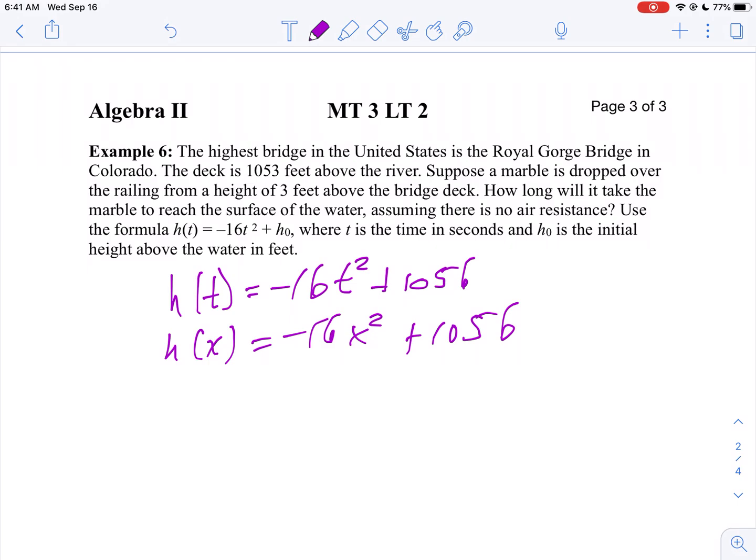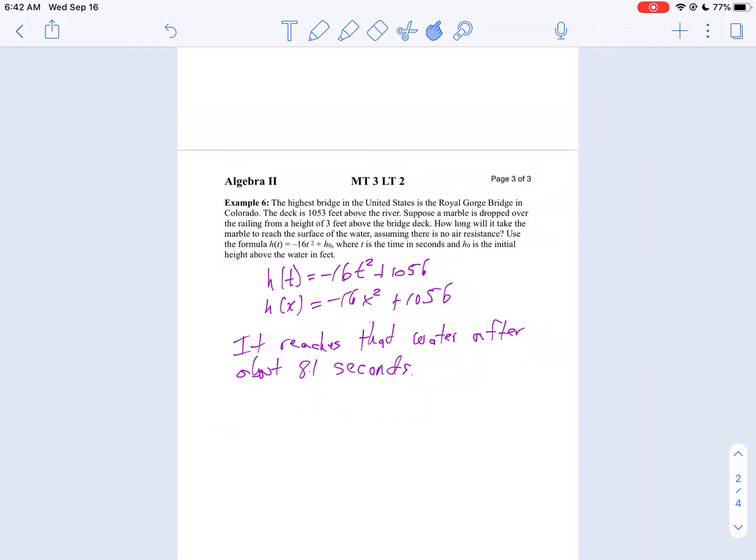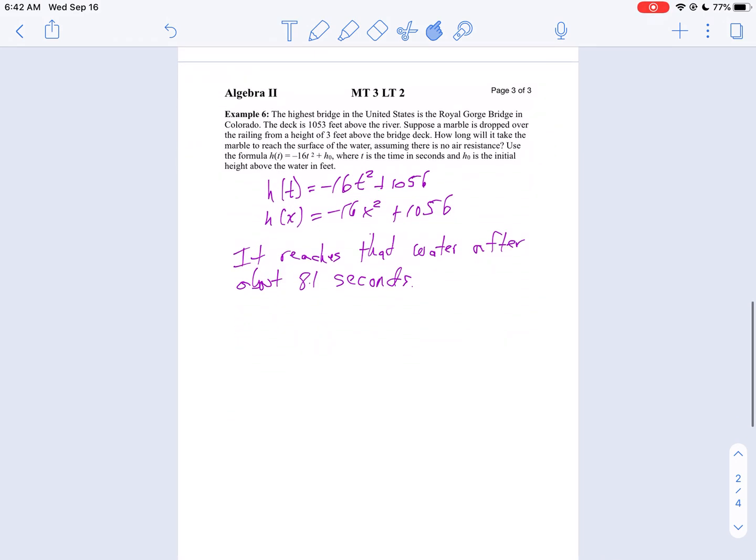So I'm going to say, since it's a word problem, let's answer in a complete sentence. It reaches the water after about 8.1 seconds. The about means we're rounding this answer. And that's what you do. So if you get an application, look at the formula, graph that, and then interpret your answer.